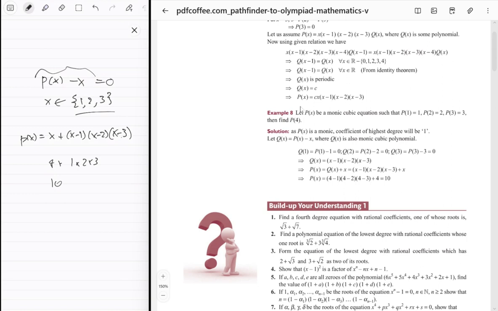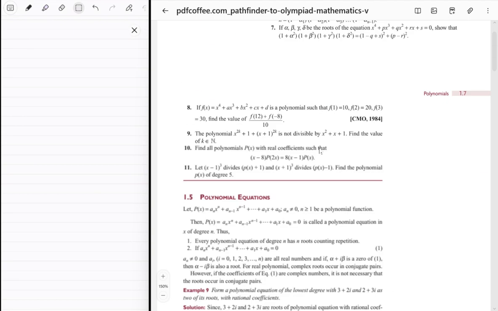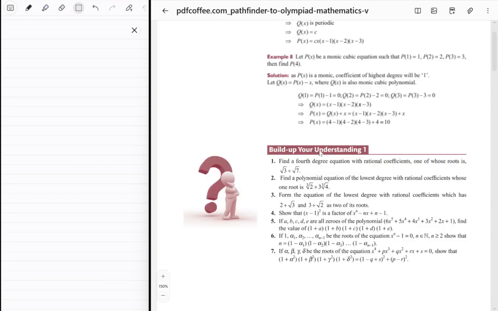Cool. Next question. Okay. So our first exercise, right? You got 11 questions. Let's do them. The first question. Okay, find a fourth degree equation with rational coefficients, one of whose roots is this thing. So once again, very similar to what we saw previously, I'm going to do the same method.